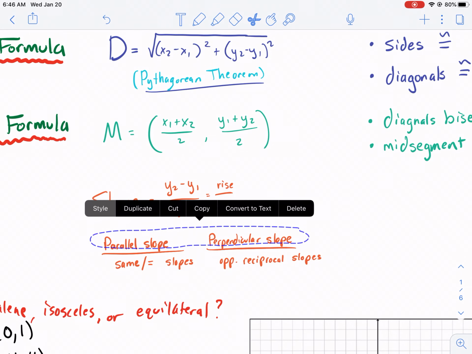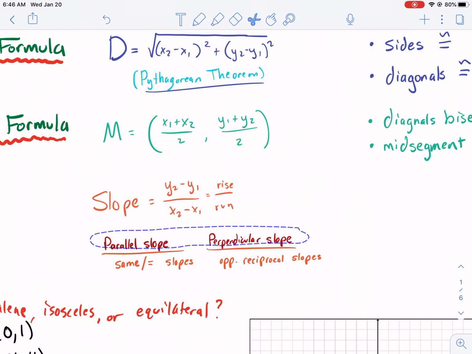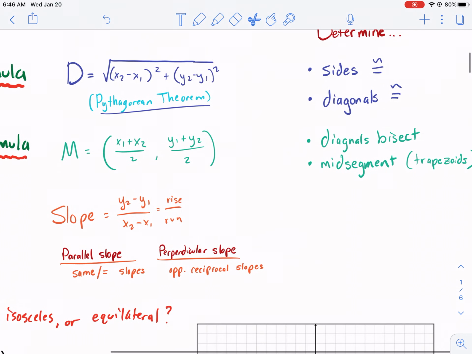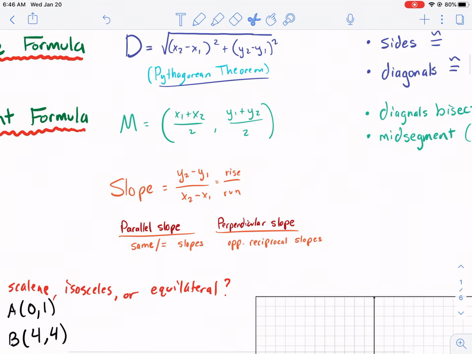Like that. Okay, style, we'll make this red. Oh yeah, that looks good. Now we're popping here. So we have parallel slopes, perpendicular slopes.